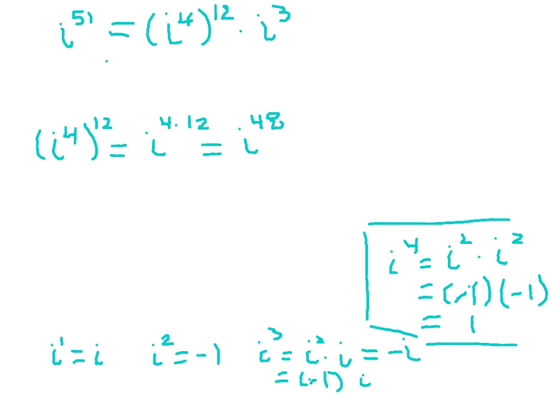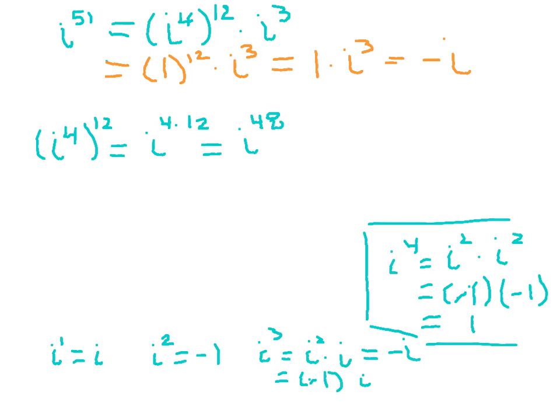So i to the 4th, back here we said, was 1. So here I'm going to say that this is equal to 1 to the 12th power times i to the 3rd. Well, 1 to the 12th is simply 1, so I have 1 times i to the 3rd. And i to the 3rd, we said, was a negative i. So my final answer is simply negative i.